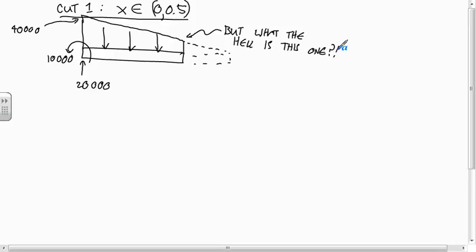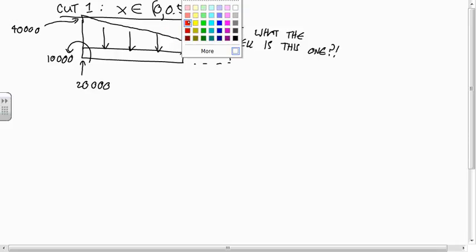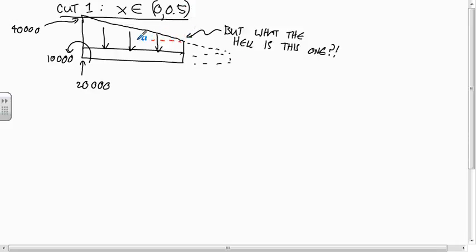Okay, so that's the problem. And so you could do it a couple ways. You could come up with a function that represents this and integrate. Or you could break it up into a triangle and a rectangle, okay? And just do it as two different distributed loads. That's probably the easier way, so let's do it that way.